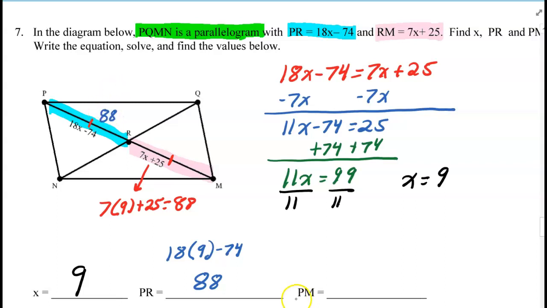So to find the length of PM, I'm going to add 88 plus 88. Some people might do 2 times 88. And doing 2 times 88, you will get 176. So the length of that diagonal is 176.